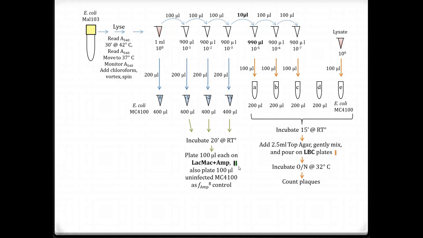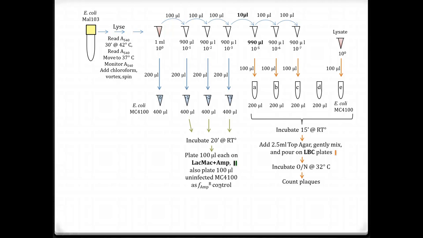Okay. You're going to need four of these plates. One, two, three, and then you're going to need a fourth because you're also going to take some uninfected MC4100, the same stuff you put in these tubes. You're going to take some of your original MC4100 and plate that straight onto a LacMac amp plate. So that's another control, and you're asking, can it grow on ampicillin? So that is, how often does ampicillin resistance spontaneously occur? Or how good is the ampicillin on our LacMac plates? That's what we want to know, because if our ampicillin isn't working, or if these cells are resistant to ampicillin, this whole experiment has a problem. So that's what this control right here is telling us.